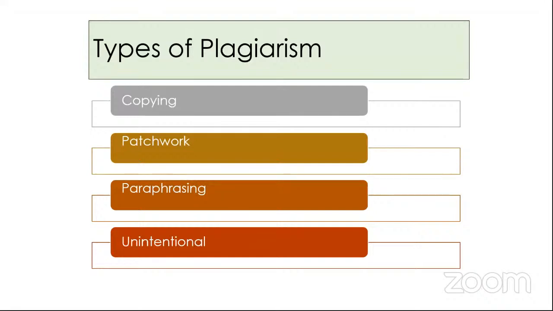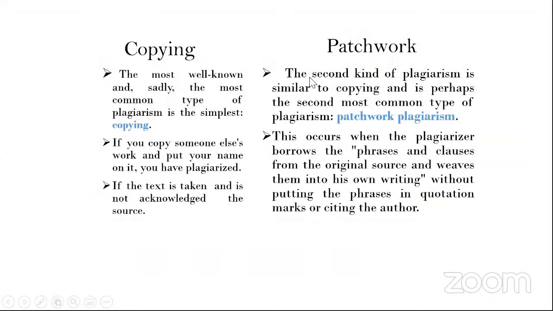Let's see what the different types are here. Unintentional is one broad category, and intentional is another broad category. Copying, patchwork, and paraphrasing: these are the three different types of intentional plagiarism. Let's see copying and patchwork. Most well known, sadly, and a very common, simplest, very easy kind of plagiarism is copying.